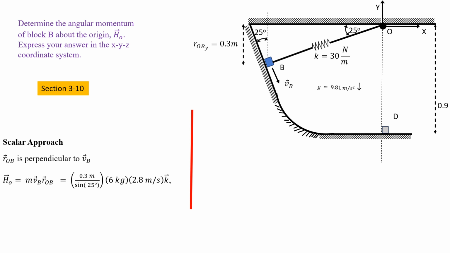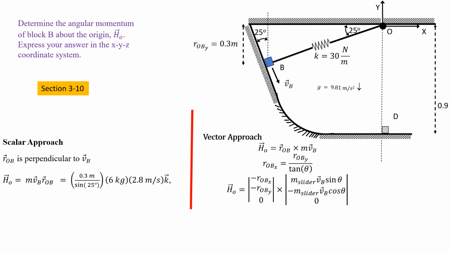And so ROB is perpendicular to VB. So HO, which we can calculate from a scalar approach, is just going to be mass times velocity of B times the distance from the mass B to the center of rotation. So 0.3 meters divided by sine of 25, you can see that in the diagram, 6 kilos, 2.8 meters per second in the K direction.